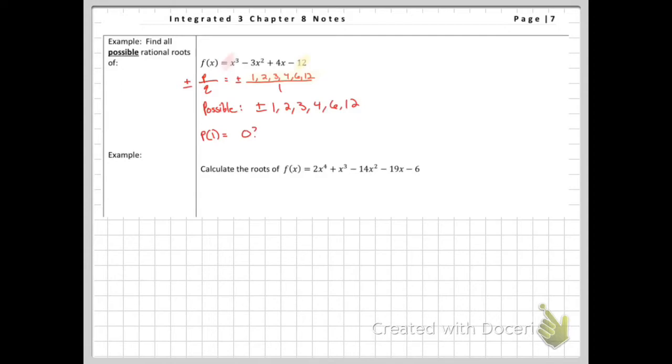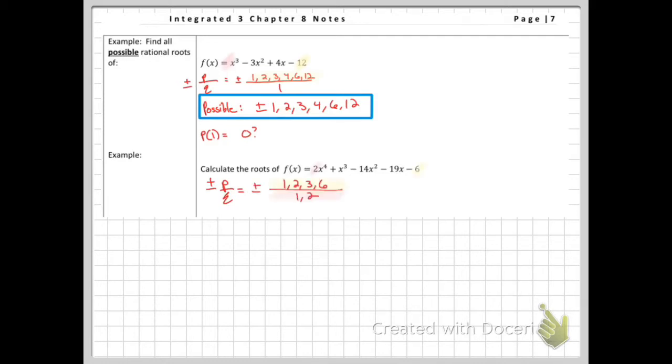So would we try 7? No, 7 would be a waste of time because it's not in our possible roots. So we find our possible roots to see what we're going to do division with to find out if it actually is a root. So down below, we're going to calculate all the roots for that example. So we're done with that one at the top. Write out your possible roots. Pause the video. Write out the possible roots for this polynomial.